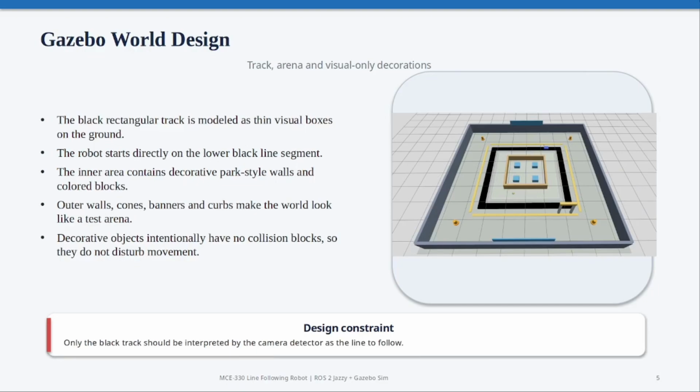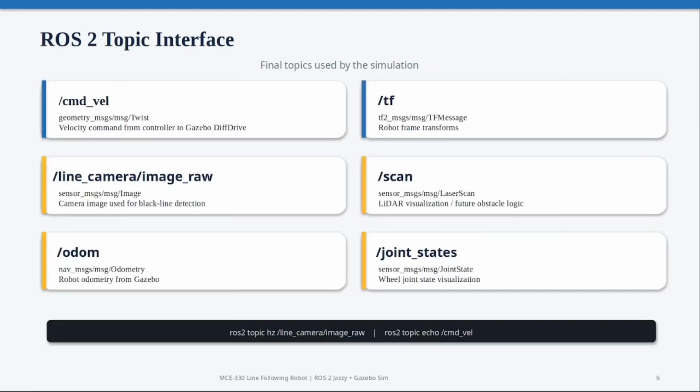This was an important design choice because the robot should be controlled only by the line follower algorithm, not by contact with obstacles. Another important constraint is color. Since the camera detector searches for black pixels, only the actual track should be black. The decorative objects were designed with other colors so that the robot does not confuse them with the line.